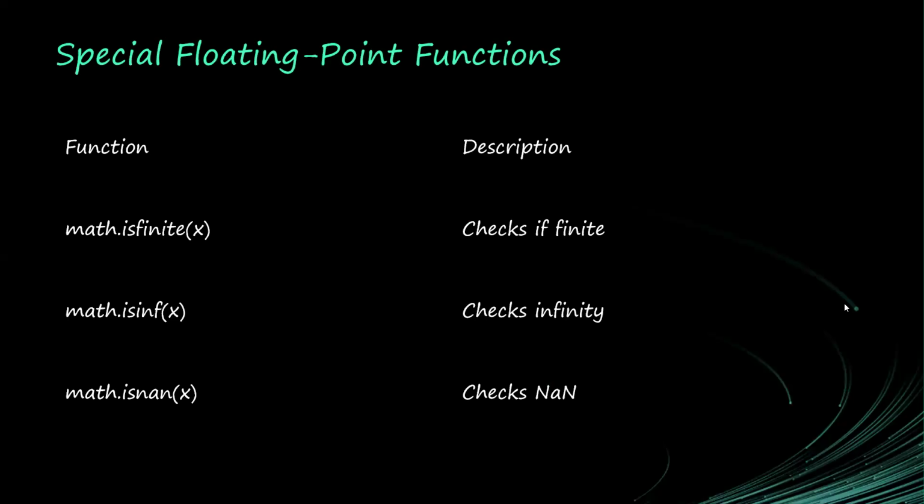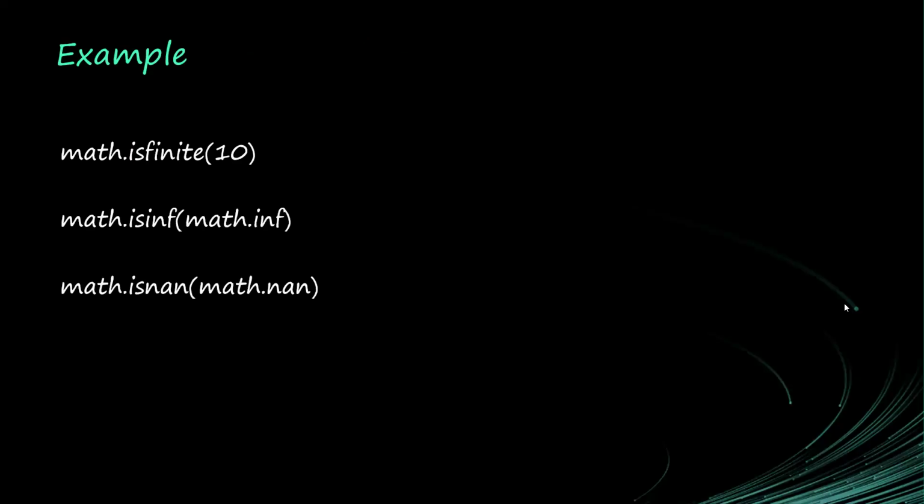Then special floating-point functions: math.isinf, math.isfinite, math.isnan. If you want to check if a number is not a number, you use math.isnan. These are somewhat advanced, but just work with them. Math.isinf will check if x is an infinite number. Math.isnan will check if x is not a number. So these are examples, just try them out.